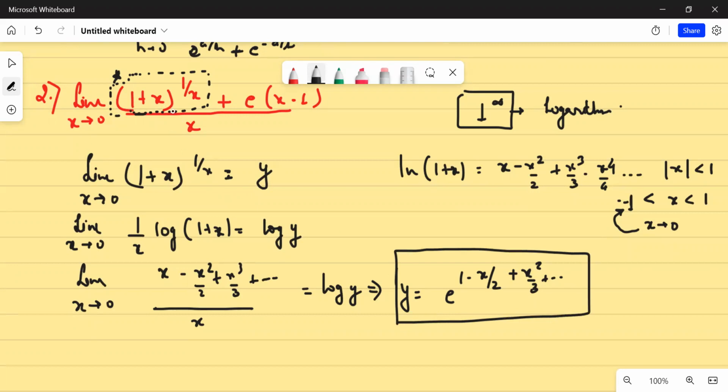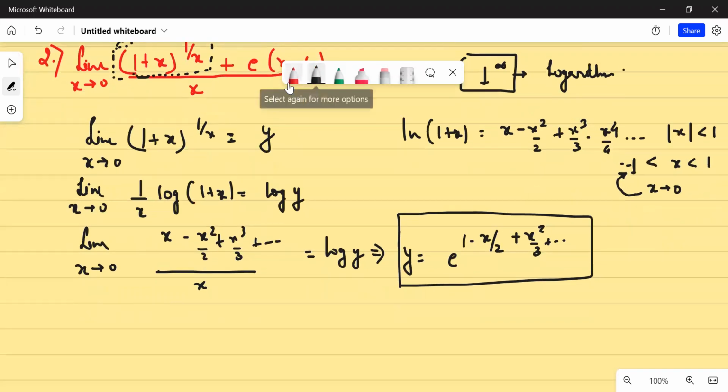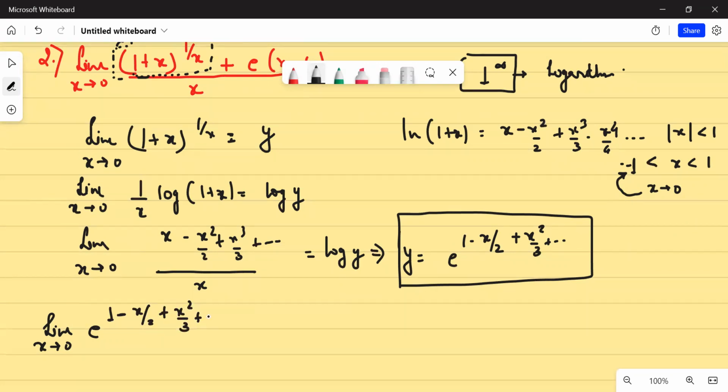Okay. So instead of 1 plus x raised to power 1 by x and all those things, I'll simply replace this thing here. So I'll write limit x tends to 0. Here I'll write e to the power minus x by 2 plus x square by 3, and then plus ex minus e and divided by x. Okay. Yes, sir. Okay.